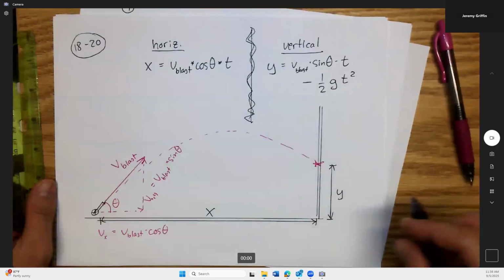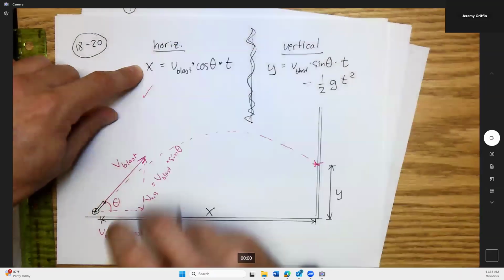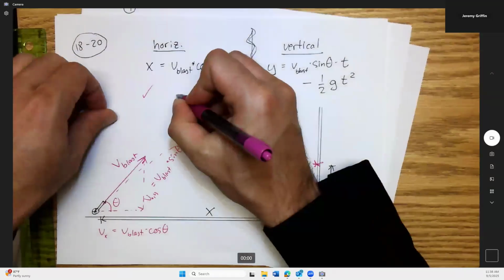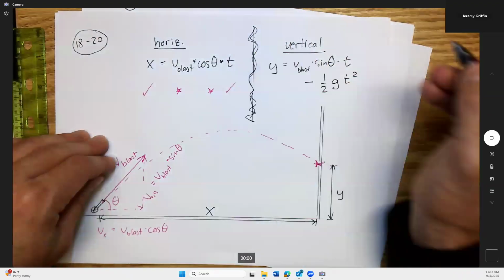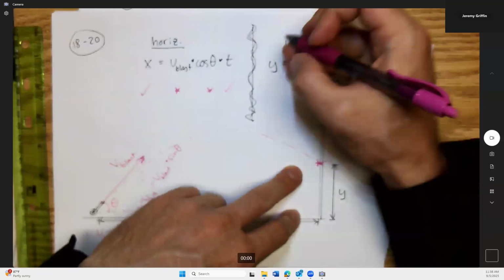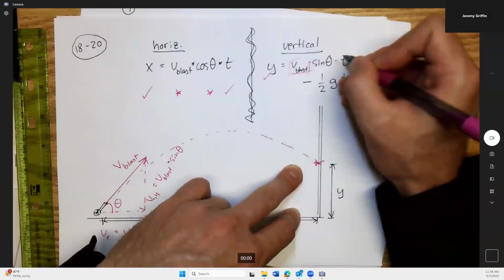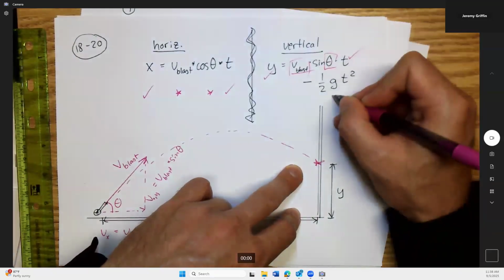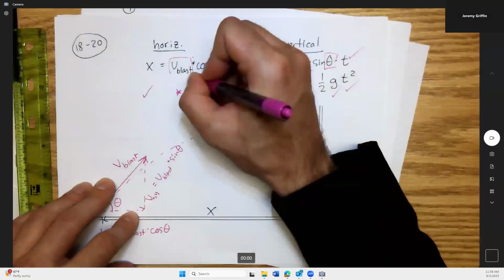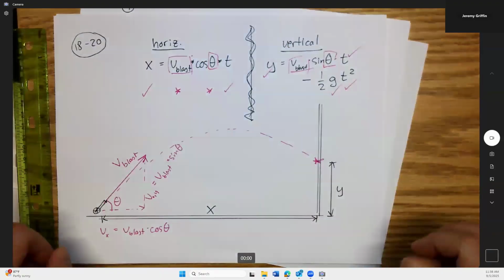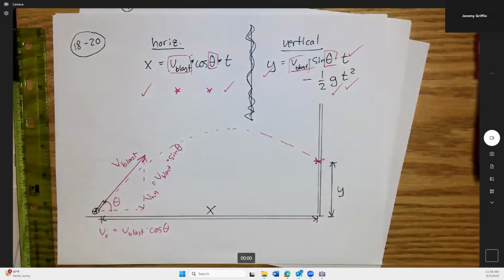So what do you know? What do you not know? I told you x, so check. You do not know V blast, so maybe we'll put a star. You also don't know this angle. Star. I did tell you the time. Check. And over here, you know where it lands on the castle wall, or what the target would be. Check. You don't know V blast, so solve for that. You don't know theta, so solve for that. You know time, check. You know g, check. Do you guys see a system of two equations and two unknowns? Do you think you could solve that?